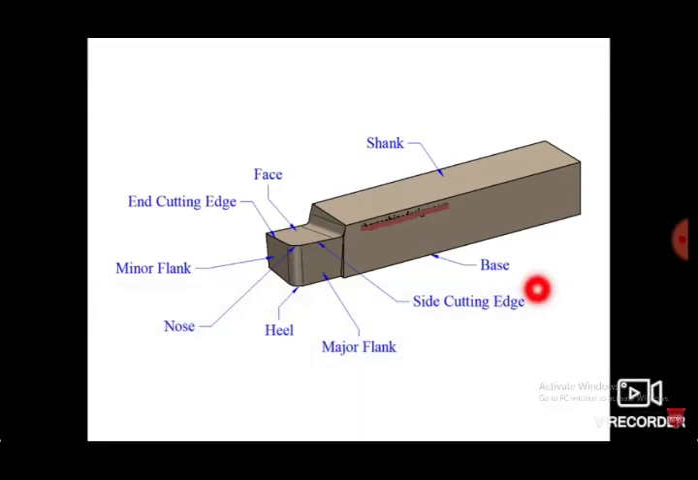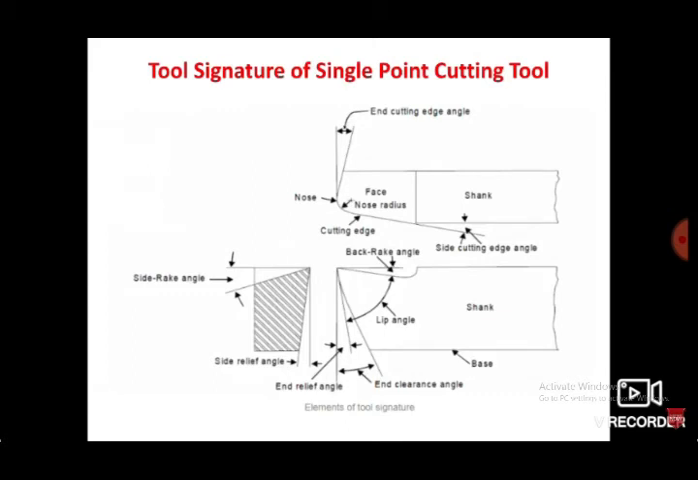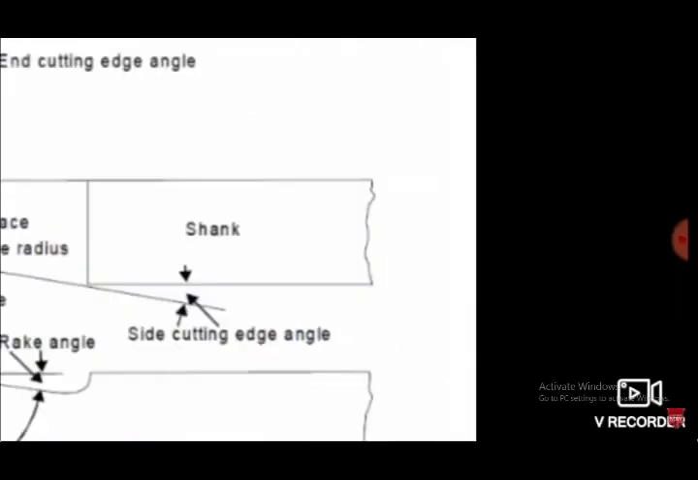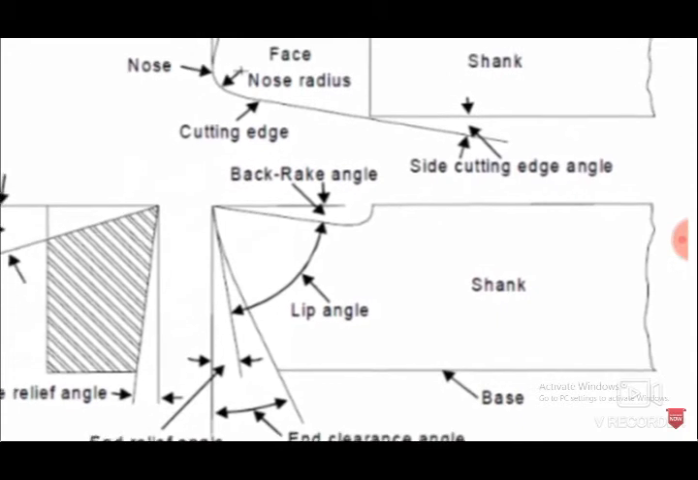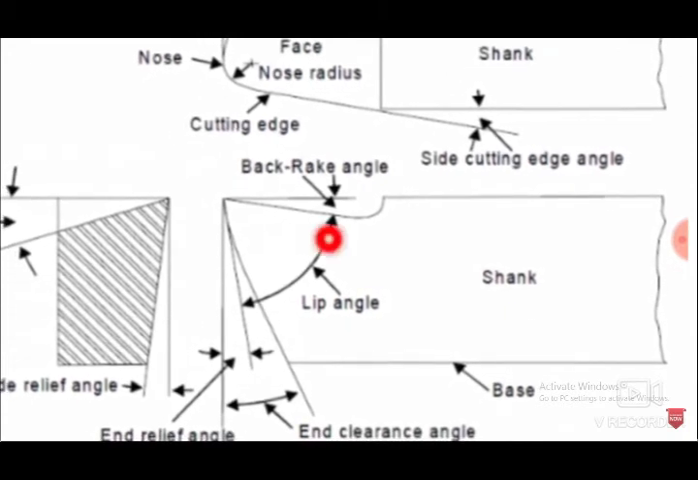In this slide also, briefly you understand the 2D figures and 3D figures. In the 3D figure you can see 7 elements, all at a time. In 2D figures only two angles are visible. Here also the same: you observe the face, shank, nose radius, end cutting edge angle, side cutting edge angle, back rake angle, side rake angle, and relief angle. One by one you observe that the lip angle is also there, and the back rake angle.